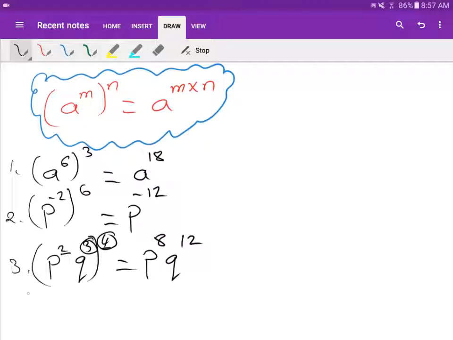Now let's try one yourself. Let's say number 4. Let's say x to the minus 2, y to the 5, all to the power of 2. So what do you have to do first?